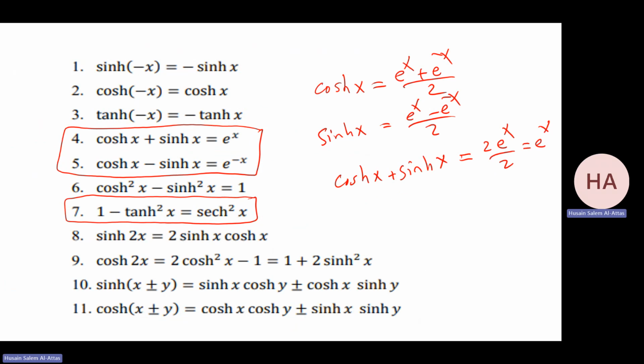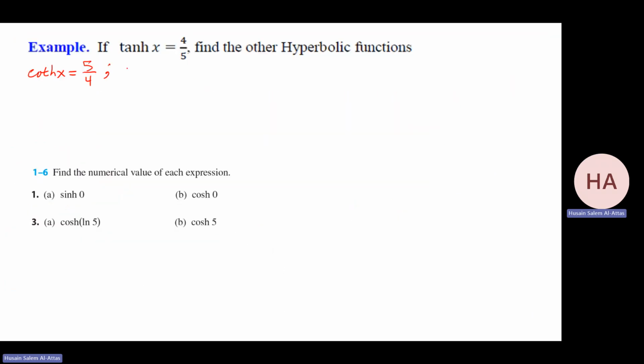Secant hyperbolic square equals 1 minus tan hyperbolic square. So that I can find it: 1 minus tan hyperbolic square, and that will be 1 minus 16 over 25. That will be what? 9 over 25. So secant hyperbolic will be plus or minus 3 over 5.